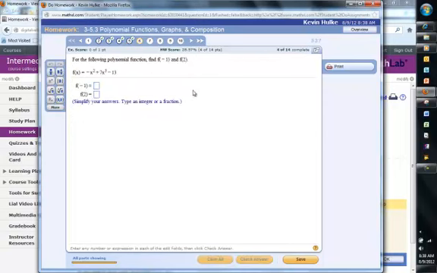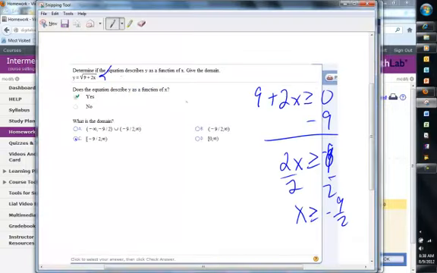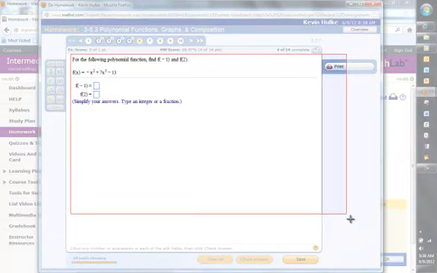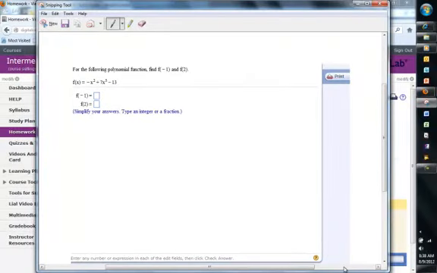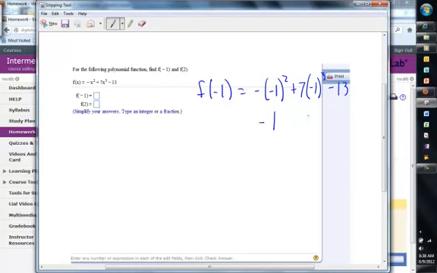Number 6. For the following function, find f of -1 and f of 2. So let's substitute in. f of -1 equals negative of -1 squared plus 7 times -1 cubed minus 13. -1 squared is 1, so this will be -1. 7 times -1 is -7, minus 13 more is -21.